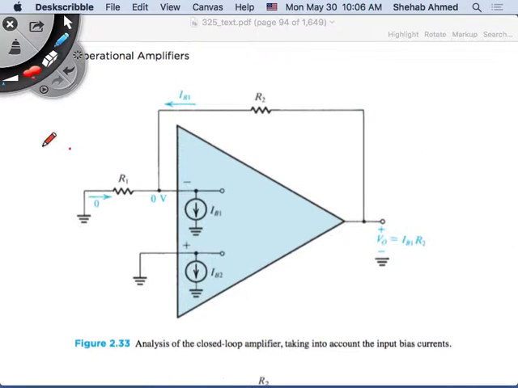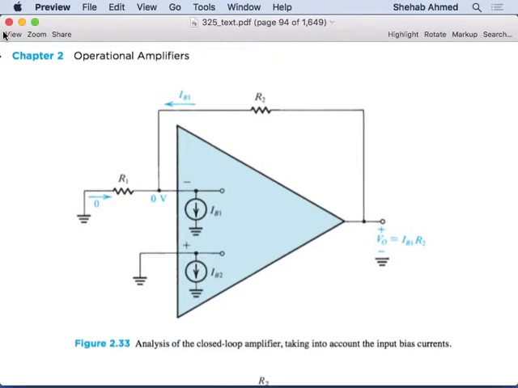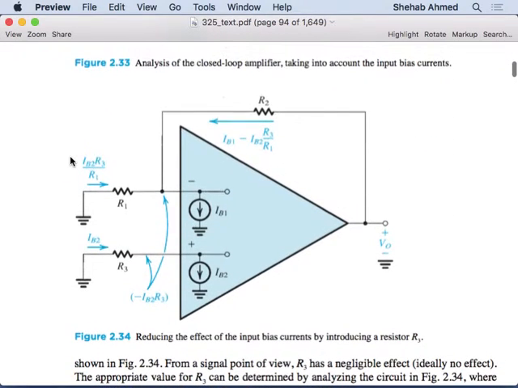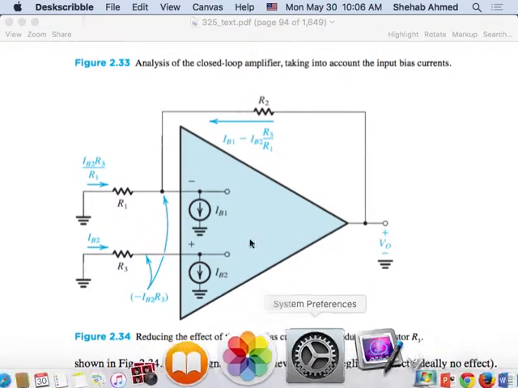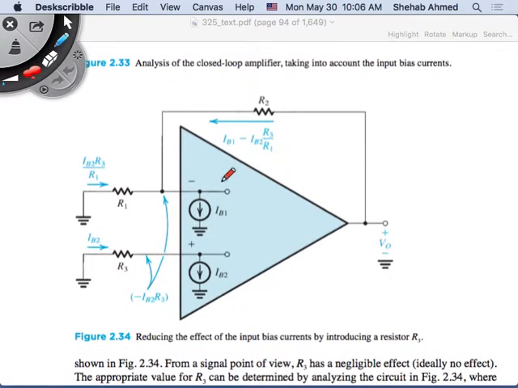So let's look at this circuit. We just added a resistor here. So if we do that, how does this help? Again, I have feedback, right? That makes the difference between these two nodes 0. We agree to that.